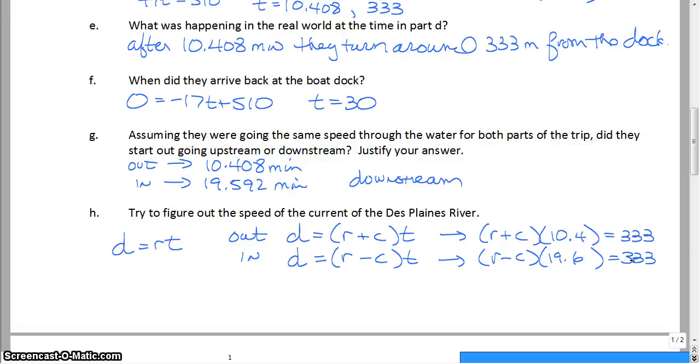Okay, and then that's just going to take a little bit of solving systems to figure this out. And as you can see, the currents are going to be eventually canceling once you multiply and solve algebraically. And we're going to find out that we have a rowing speed of 24.505, which means the current is going to end up being 7.514 meters per minute. Okay, that's the current, because we found the rowing speed.